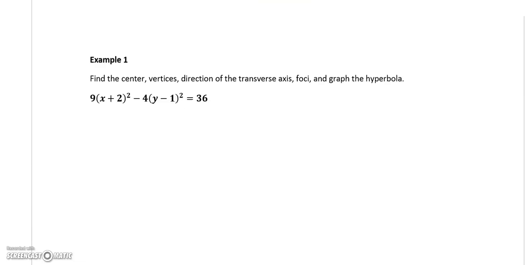All right, so let's dig in here. This first one is not presented in standard form, but we dealt with a very similar problem when we did our ellipses yesterday. I want this equal to 1. That stays the same with hyperbolas here.